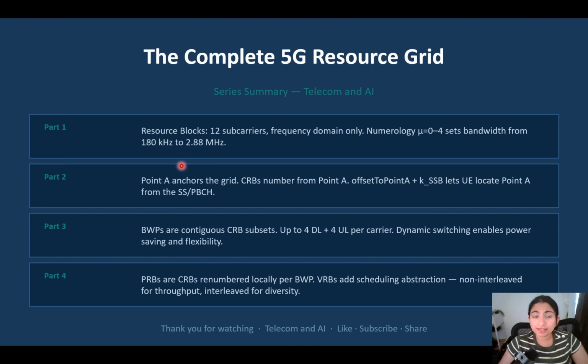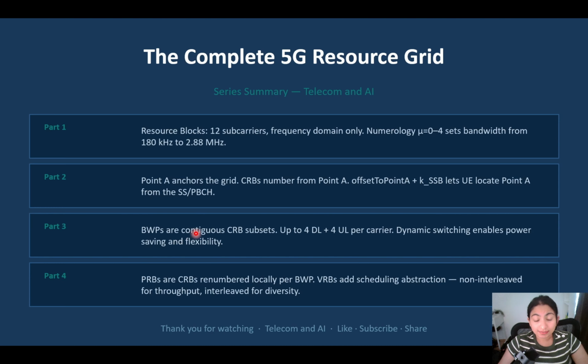Now, how does the UE know the position of a resource block in the entire 5G NR spectrum? This is anchored via point A. Point A is the center of subcarrier 0 of common resource block 0. Once the UE knows the position of the SS-PBCH block, which is the synchronization signal and PBCH block, it can calculate point A via the parameters offset to point A, which is signaled through SIB1, and kSSB, which is signaled through MIB.